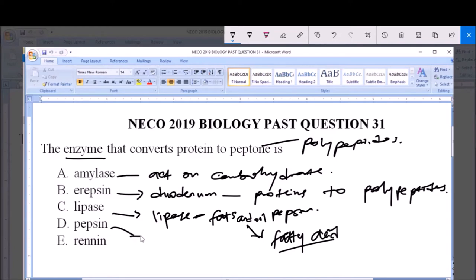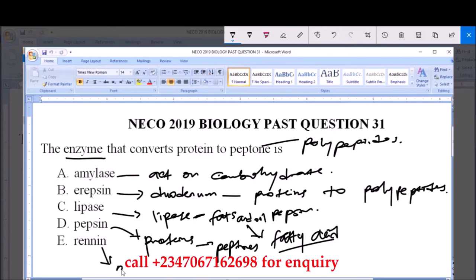Now, pepsin is the first protein enzyme, that is the first enzyme located in the stomach that acts on protein. It converts these proteins to peptones, which are also polypeptides. Now, option E says renin. Renin is also an enzyme located in the stomach that acts on milk protein.